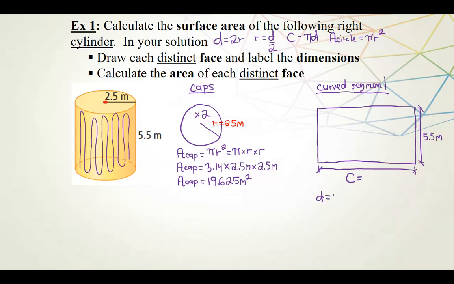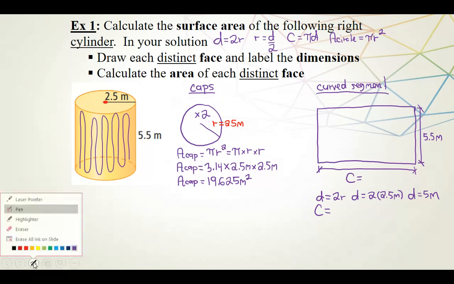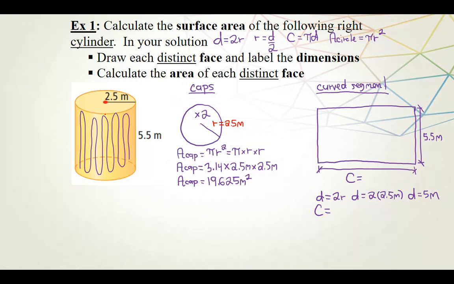So the diameter is equal to 2 times r. So the diameter would be equal to 2 times the radius, which is 2.5 meters. So 2 times 2.5 is just going to be 5. So you'd have diameter is equal to 5 meters. And then the circumference. Just to illustrate what's going on, the circumference of the circle is the distance around the circle one time. If you unfold the label, that's equal to this side length. Now that we have the diameter, we can calculate the circumference.